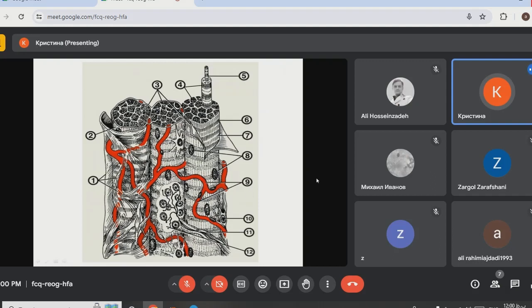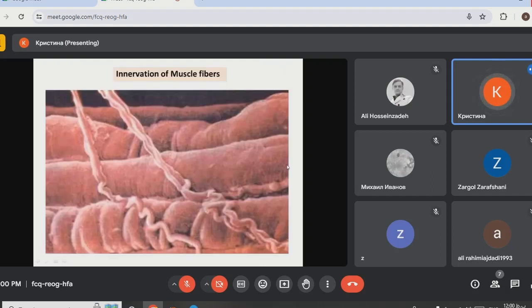It's the structural and functional unit. So here you can see the scanning electron microscopy picture of several muscle fibers innervated with the somatic nervous system. These are the nerve fibers.